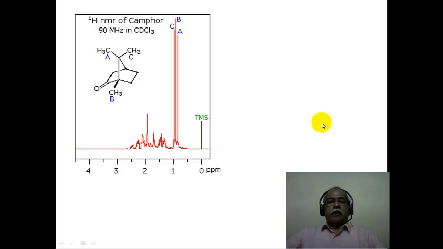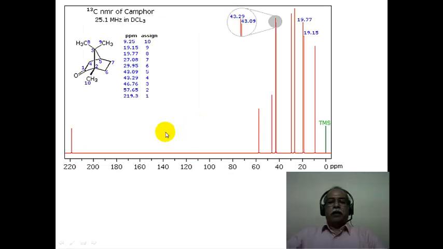Now, if you look at the spectrum of camphor, this is a proton NMR spectrum, just to show that camphor gives a completely unresolved spectrum except for the three methyl groups, methyl group A, B and C, which come separately. All the other hydrogens essentially appear as a bunch of unresolved signals in the proton NMR spectrum. On the other hand, if you look at the carbon-13 spectrum, each one of the carbons comes separately and it's a fairly well resolved spectrum.